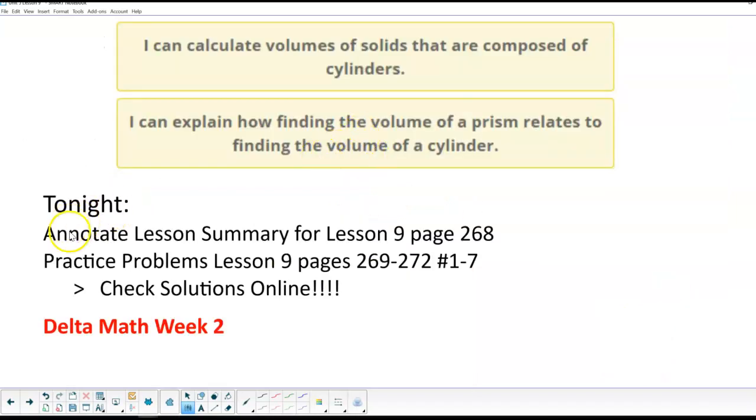All right, so today I'd like you to annotate the lesson summary for Lesson 9 on page 268 and do the practice problems 1 through 7 for Lesson 9. Remember to check your solutions online, and don't forget about your Delta Math.